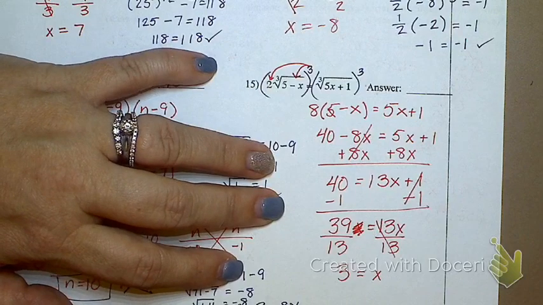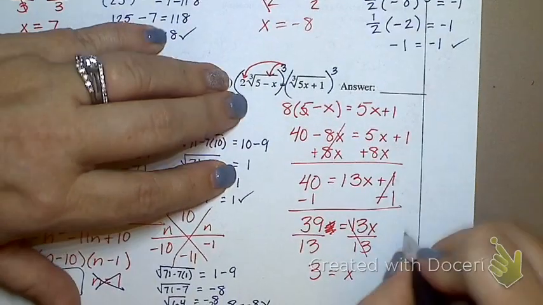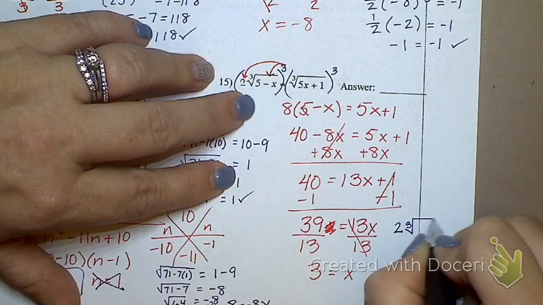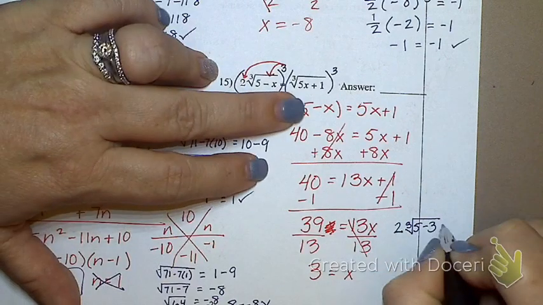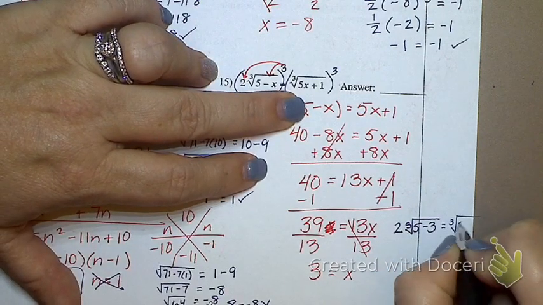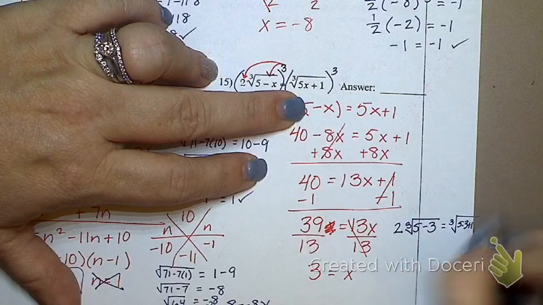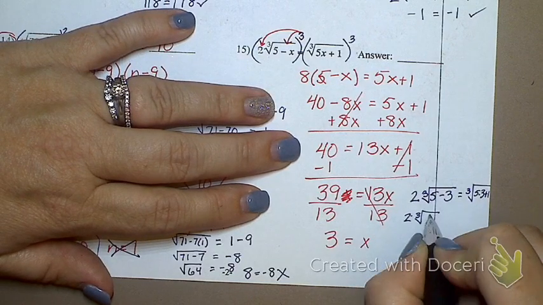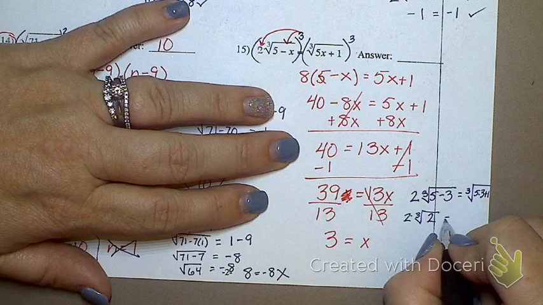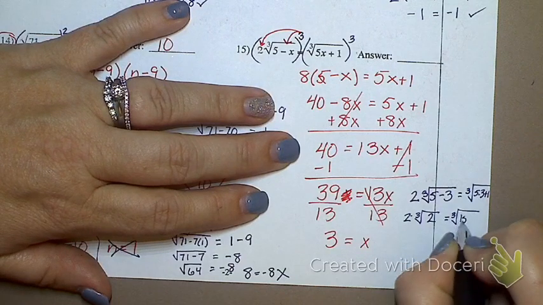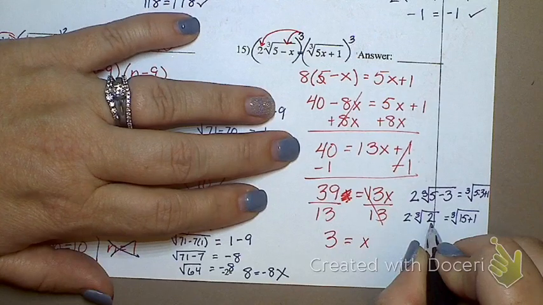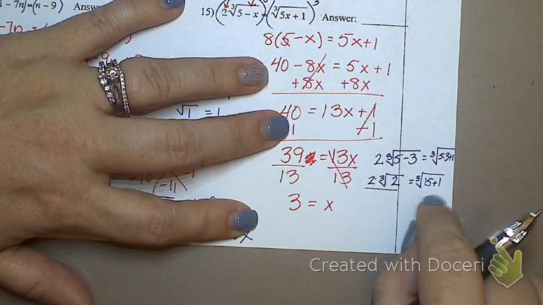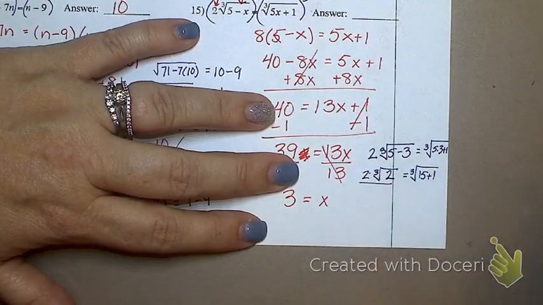Do I need to check my answer? No, because it's an odd index. But could I? Yep. So I'm going to check it just to make sure, because I have a couple extra minutes. Is 2 times the cube root of 5 minus 3 equal to the cube root of 5 times 3 plus 1? And I'm running out of paper there. So 2 times the cube root of 5 minus 3 is 2. Does that equal the cube root of 15 plus 1? Now 2 times the cube root of 2 is not a pretty number, is it? So I'm just going to leave it as 2 cube root of 2 and see if this ends up being 2 cube root of 2 also. Because if it does, then they're equal.